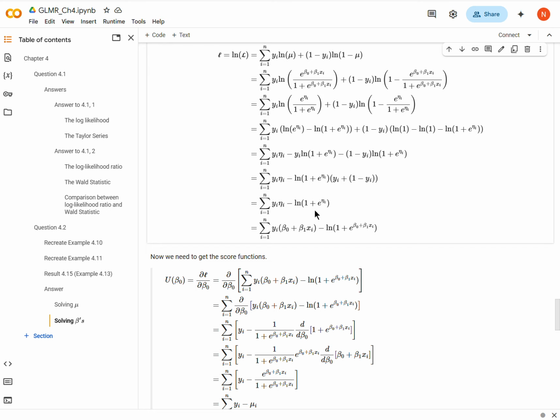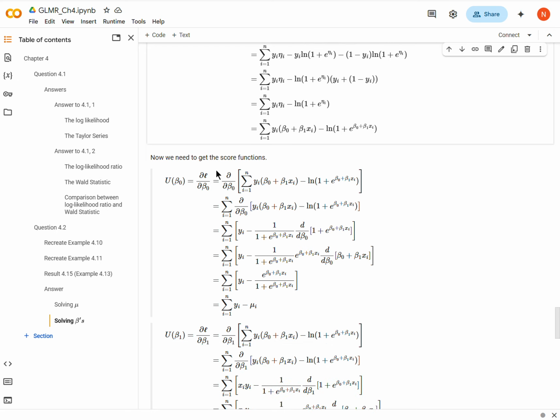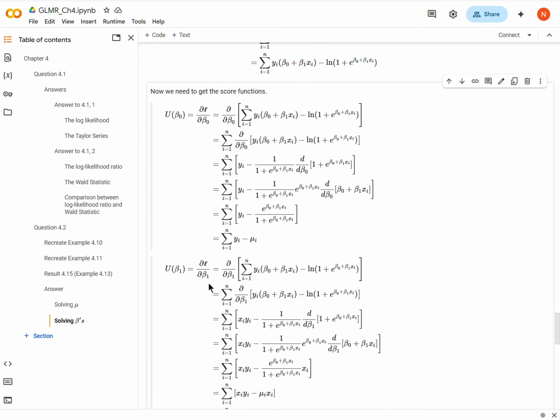And now we need the score functions. Because we have two parameters, beta naught and beta 1, we need the derivatives of the log likelihood for both beta naught and beta 1. So these are partial derivatives. The score function for beta naught is the partial derivative of the log likelihood with respect to beta naught, and the score function for beta 1 is the partial derivative of the log likelihood with respect to beta 1.